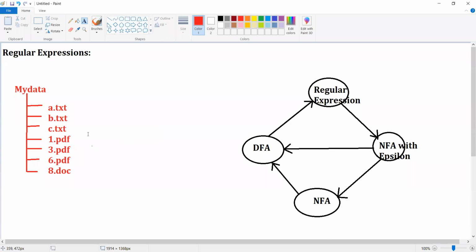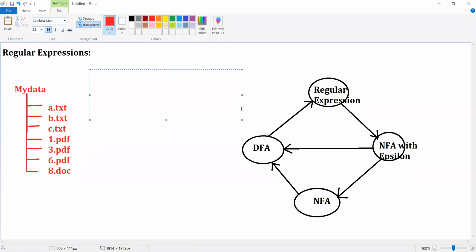Now let us observe that this is my folder, where I have some set of files like this. When I have some set of files like this, I got a requirement: I want to remove only the text files. Please try to understand. In this folder, what I want to do is remove, or delete, only the text files.